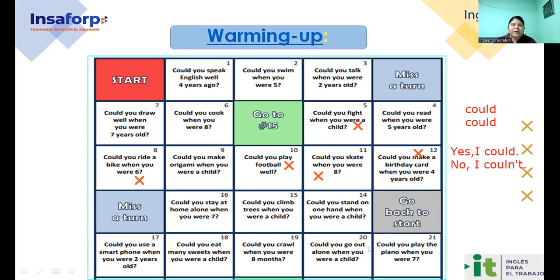So what's the meaning for go out? Go out, guys? ¿Cómo salir sola? Salir sola. Marlene, tell us. Could you go out alone when you were a child? Teacher, estoy en el trabajo todavía. Okay, Marlene, don't worry.